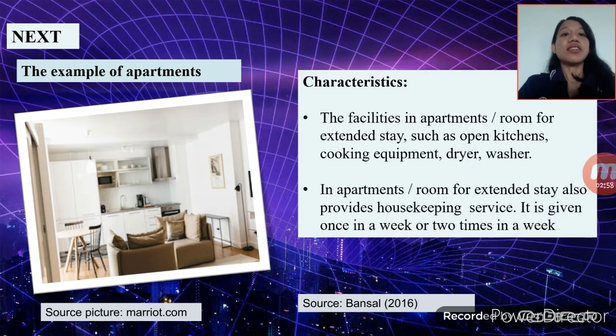The characteristics of apartments are: first, the facilities in apartments or rooms for extended stay, such as open kitchens, cooking equipment, dryer, and washer. The second is that apartments also provide housekeeping service, given once a week or twice a week. As you can see on the slide, there is an example picture of the apartments.